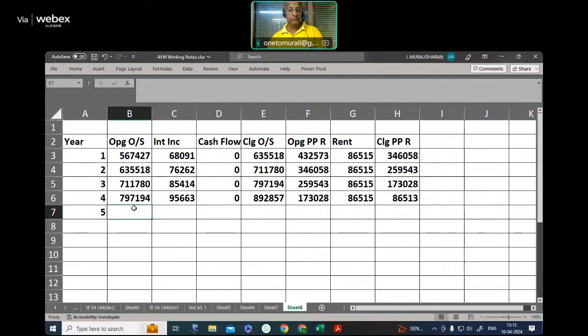Here, the cash flow is going to be 10 lakhs. This figure is going to be 10 lakhs minus this number. Right. Here, it is going to be this number and it is going to be 0. So, this is the way the matter will be running for a period of 5 years.